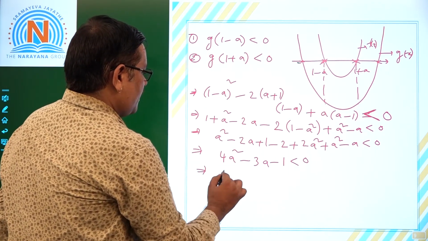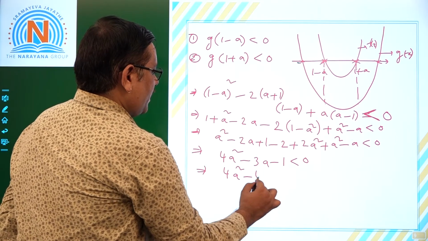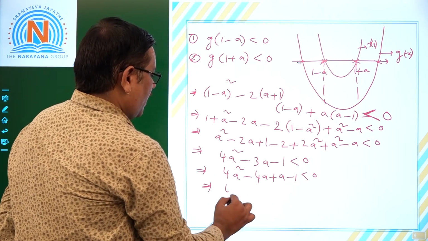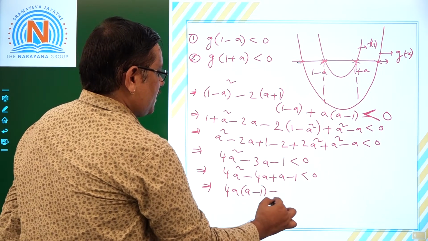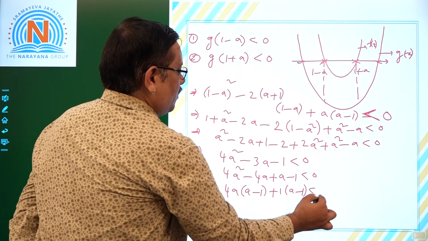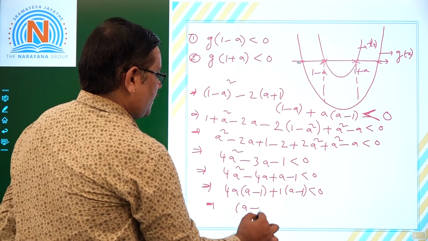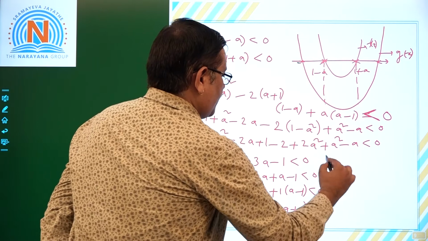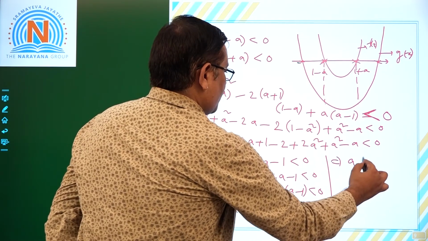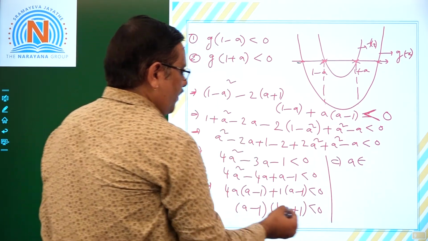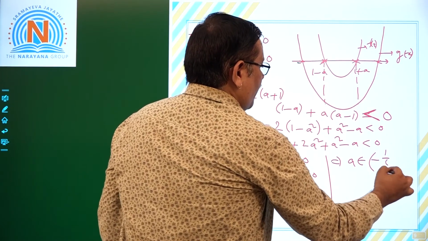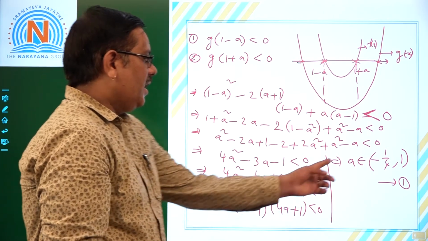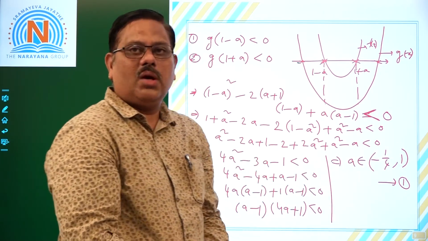If you factorize this, this is going to be 4a square minus 4a plus a minus 1 less than 0. If you take 4a common, you have 4a times a minus 1 plus 1 times a minus 1 less than 0. That is a minus 1 times 4a plus 1 less than 0. It implies a belongs to minus 1 by 4 to 1. This is condition number 1.